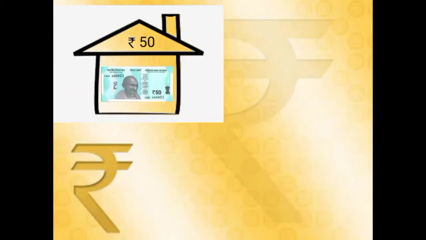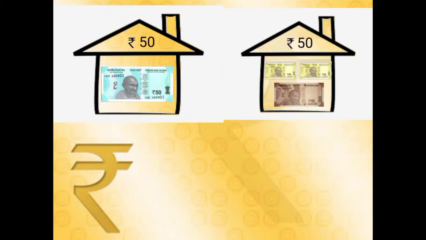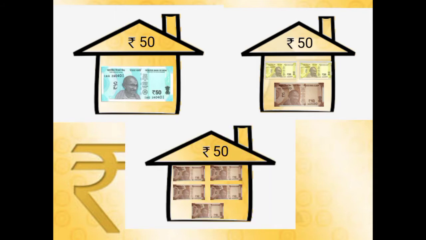Next, 50 rupees house. So in this 50 rupee house, you can see in first house 50 rupee note, you can exchange with 2 notes of 20 rupees and 1 note of 10 rupees. So 20 plus 20 is 40, 40 plus 10 is 50. One more 50 rupees house. So here you can use 5 notes of 10 rupees. So 10 plus 10 is 20, 20 plus 10 is 30, 30 plus 10 is 40 and 40 plus 10 is 50.